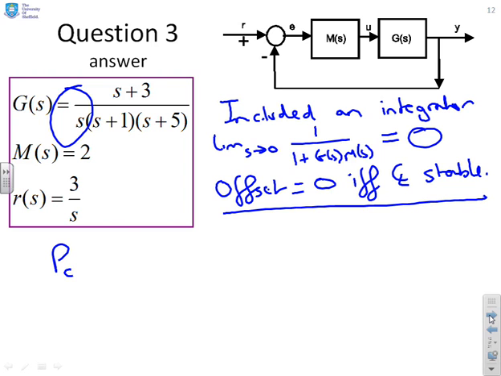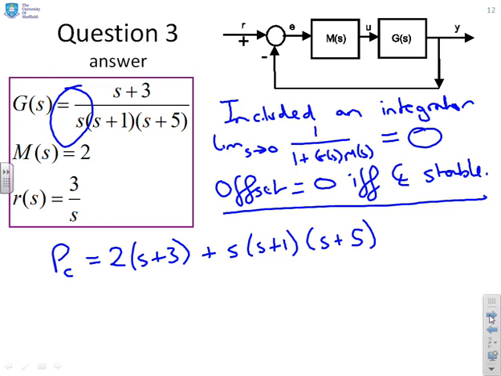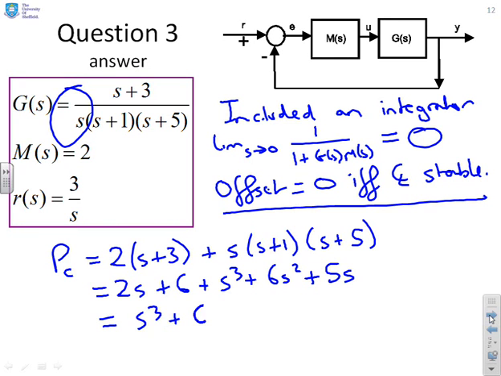So let's do the closed loop pole polynomial. PC equals 2 into (s plus 3) plus s(s plus 1)(s plus 5). If I multiply this out, 2s plus 6 plus s cubed plus 6s squared plus 5s, or joining common terms together, s cubed plus 6s squared plus 7s plus 6. And this is indeed closed loop stable. I can use the Routh to confirm that those poles are all in the left half plane. So the offset is 0.